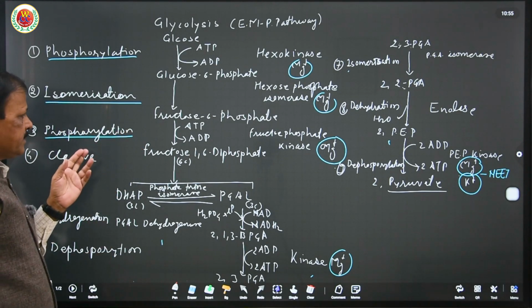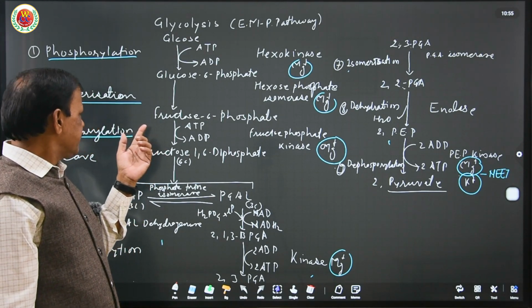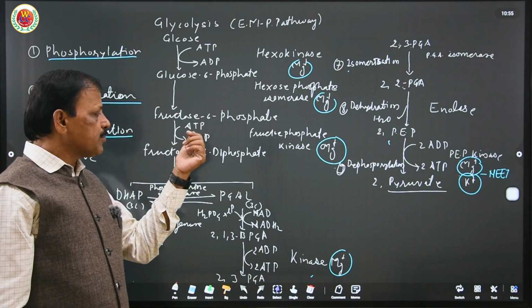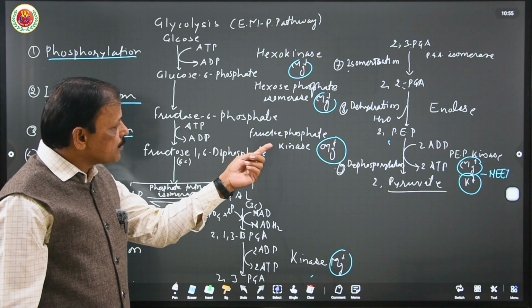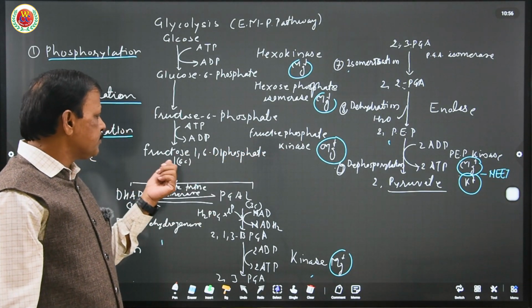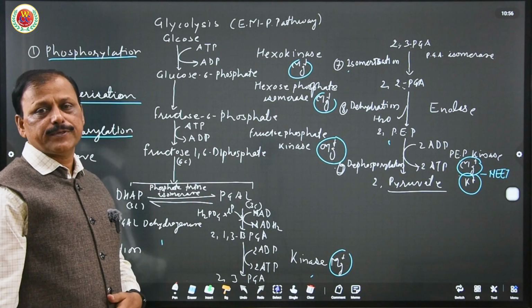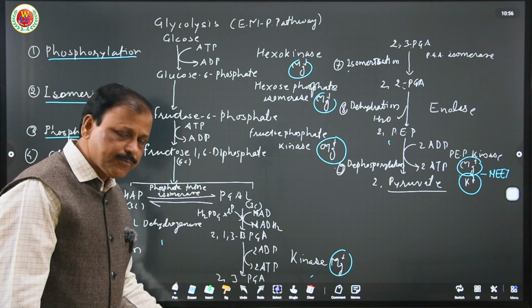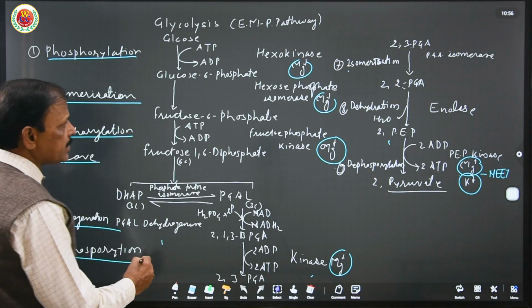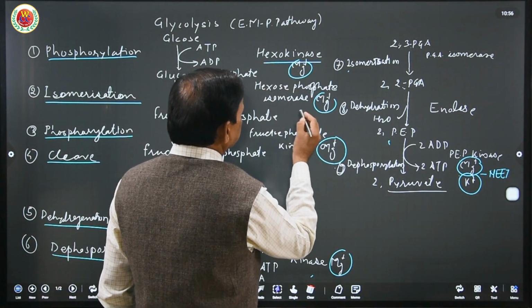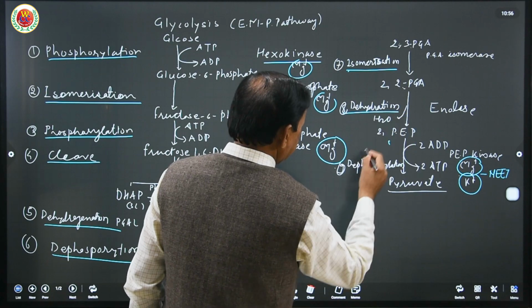So phosphorylation, again phosphorylation, where fructose 6-phosphate undergoes phosphorylation in the presence of ATP and the enzyme phosphofructokinase to produce fructose 1,6-bisphosphate. Like this, every step we have to explain. So you can underline this major step as a part of highlighting the steps.